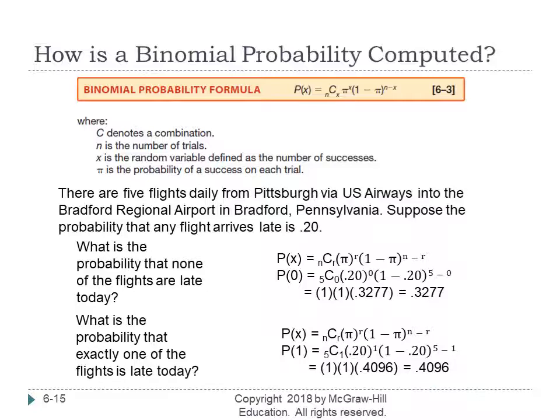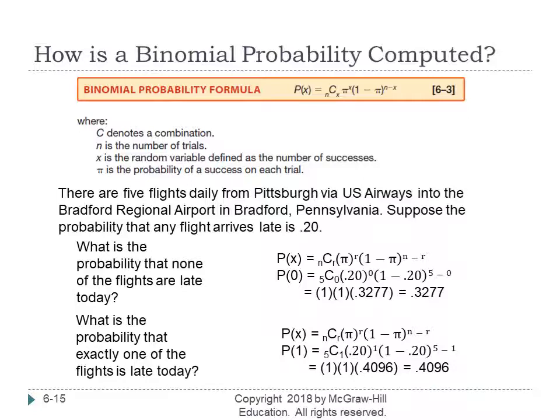Okay, here is an example. With this formula you can calculate the probability for each value of the random variable, which counts the number of successes. So you can calculate the probability for any number of successes. To have a distribution, you need to calculate the probability for each possible value for x, the number of successes. Here is an example.